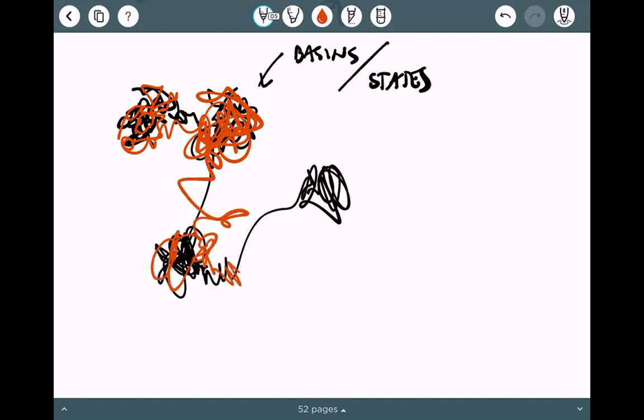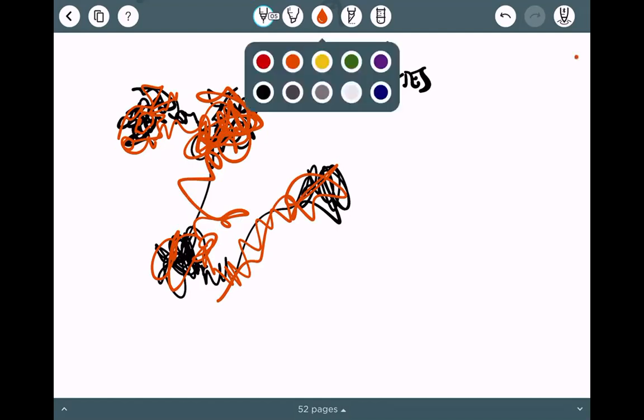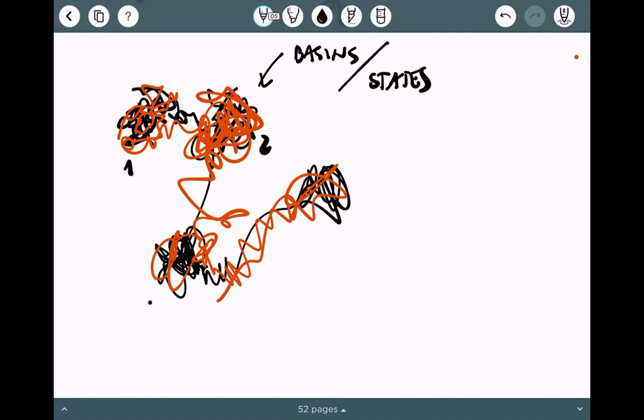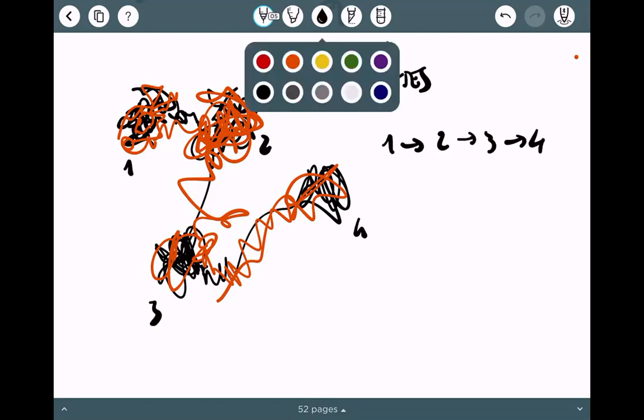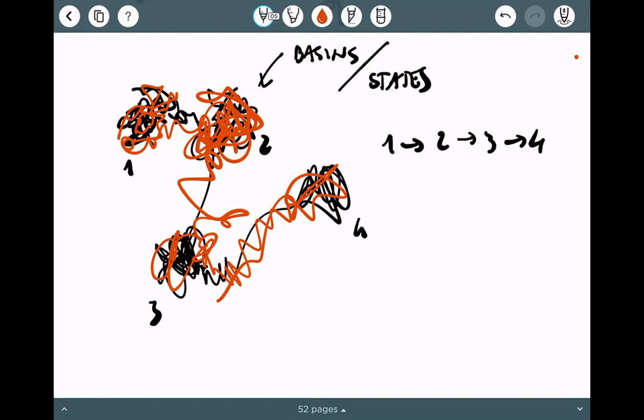For instance, the black and the orange trajectories in this particular sketch represent an event in which these four states, let me label them 1, 2, 3, and 4, are visited in a specific order. However, on the same energy landscape, under the same dynamics, because of the energy fluctuations, different processes could be realized, such as one in which, I don't know, you first go from 1 to 3 and then go back to 2 and then from 2 to 4, not necessarily with the same probability.